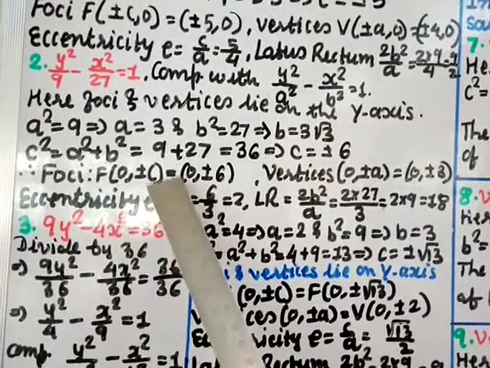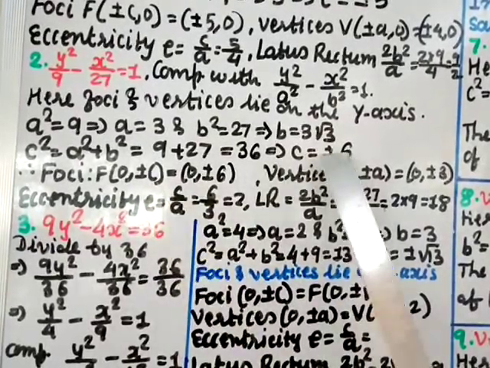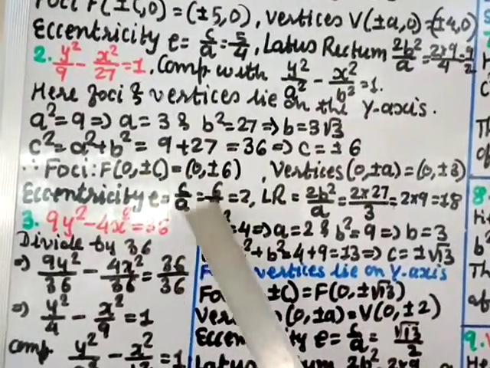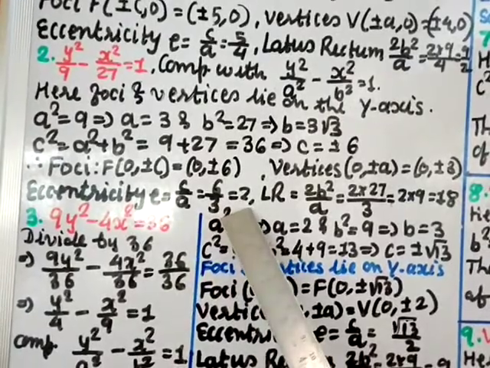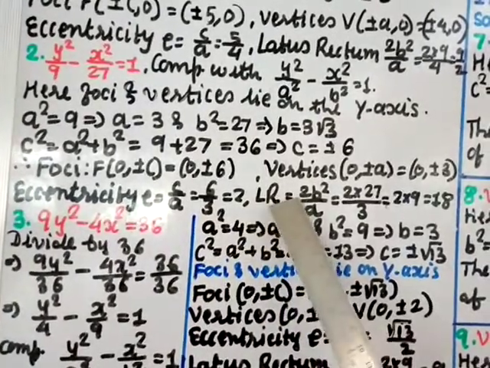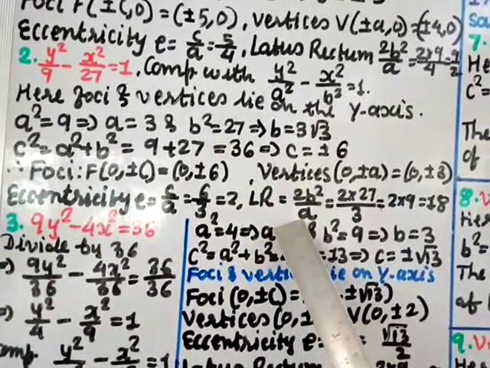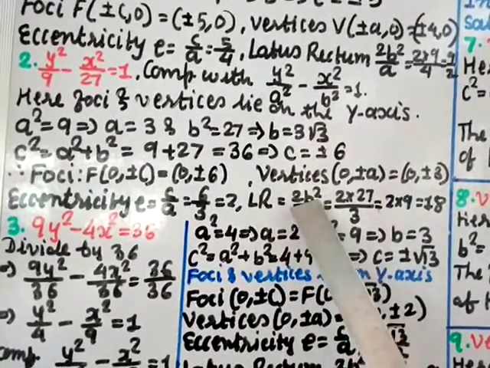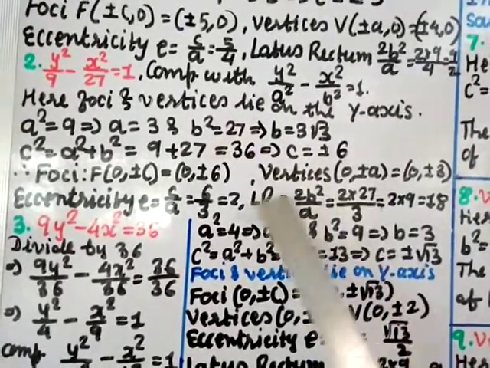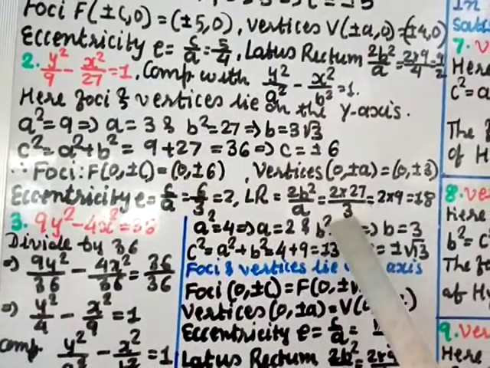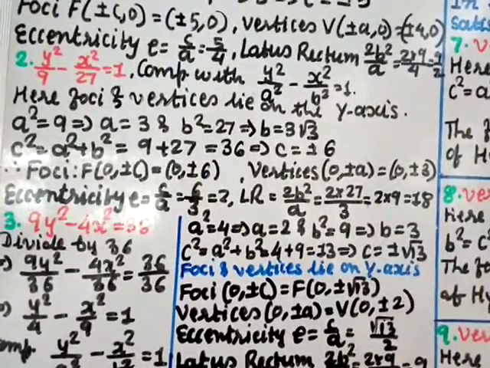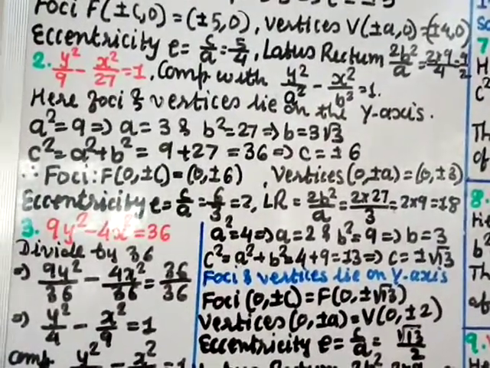Eccentricity e equal to c by a equal to c value is 6 divided by a value is 3, cut by 3, so 2. Length of the latus rectum is 2b square divided by a equal to 2, b square value is 27 and a value is 3. Cut by 3, so you get 2 into 9 which gives you 18. So that is solution for question number 2.